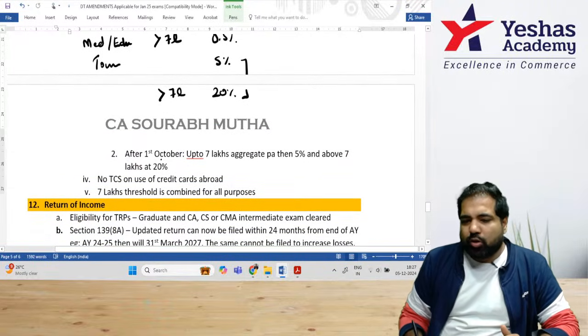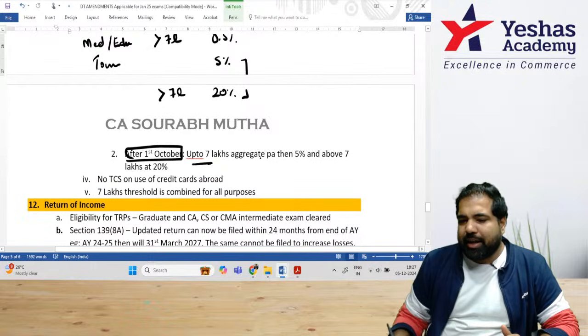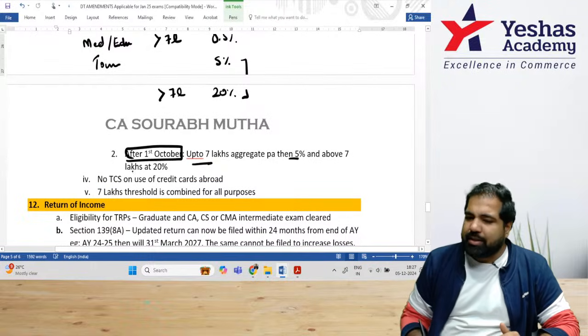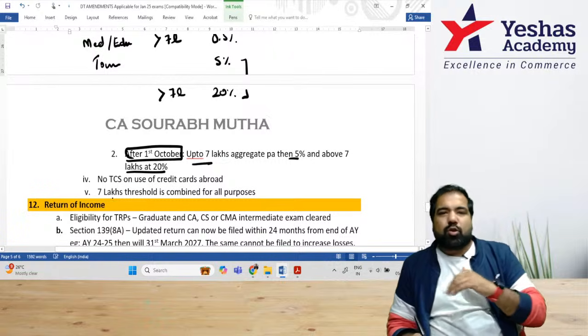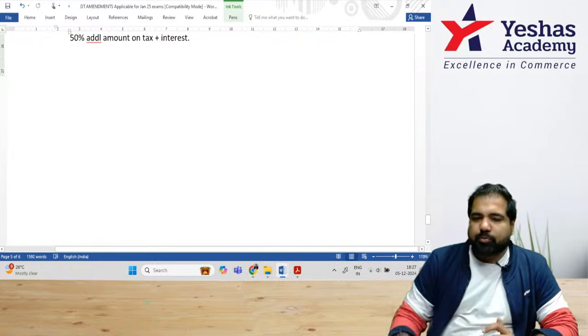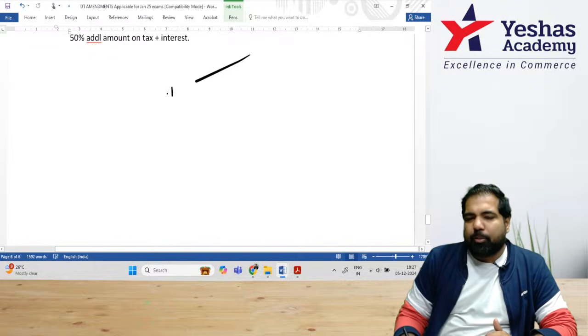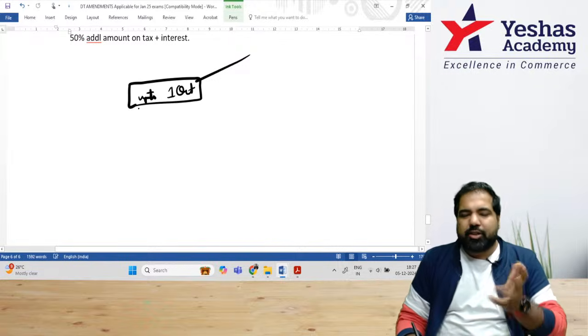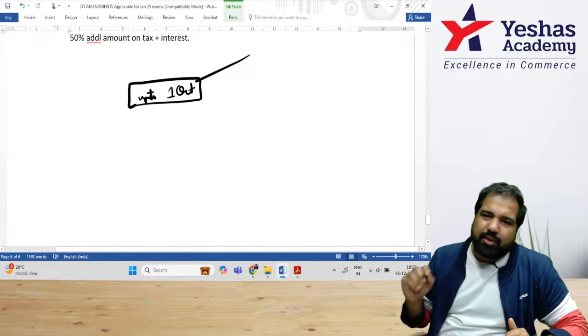This is after 1st October, up to 7 lakhs, then 5%, and above 7 lakhs, then 20%. As before 1st October, it was a flat rate of 5%. So let's address this. If in the exam they say up to 1st October, then the before rates apply. That changes only for tour programs, guys. Other things have not changed.